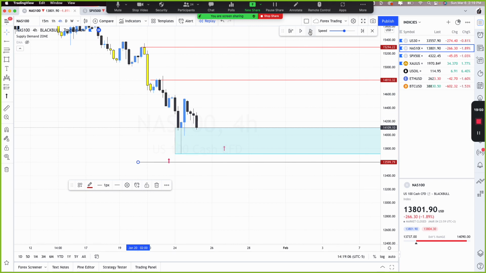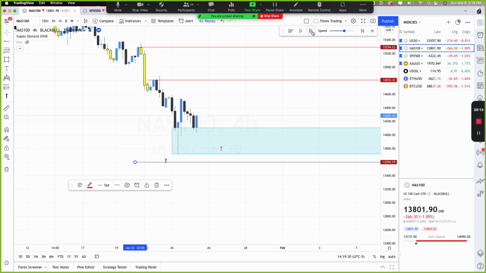Uh-oh. Now, for some of you, you may enter then. How do I enter? I need a candle to go in the opposite direction. This is my alert. This triggers my alert. Now I need to see bullish activity away from this zone. There we go. Safely, you can enter the next bullish candle.